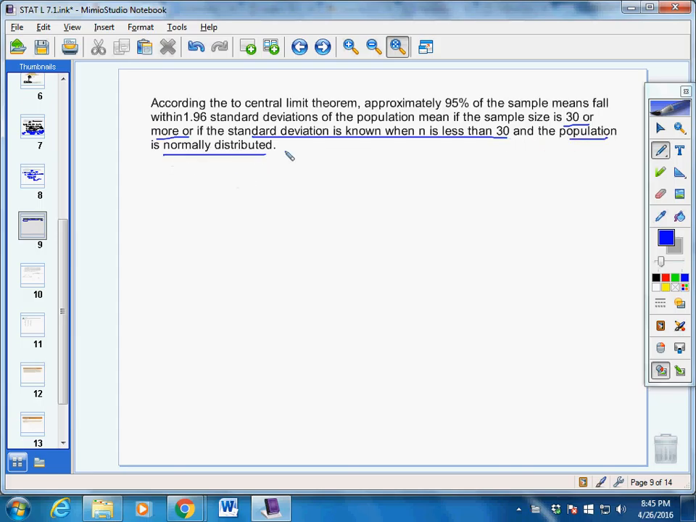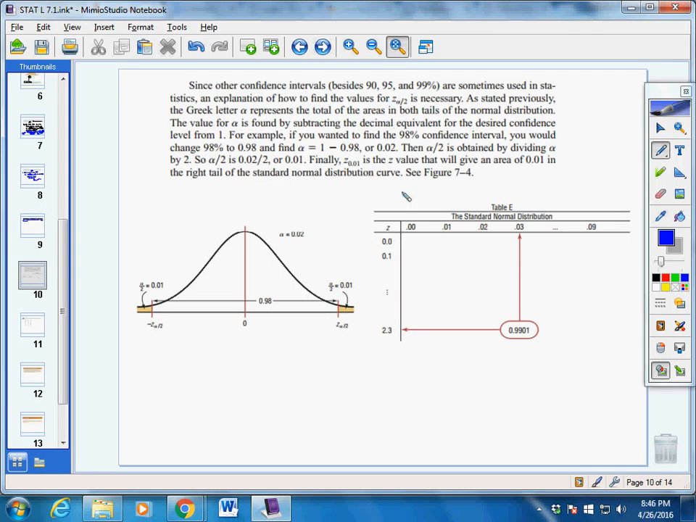Basically, all of this means you've got to make sure that your sample size is greater than 30 for it to be trustworthy. Normally, and what we've been working with so far, are confidence levels of 90, 95, and 99%. There are other ones. Now remember, it's based off the standard normal distribution.